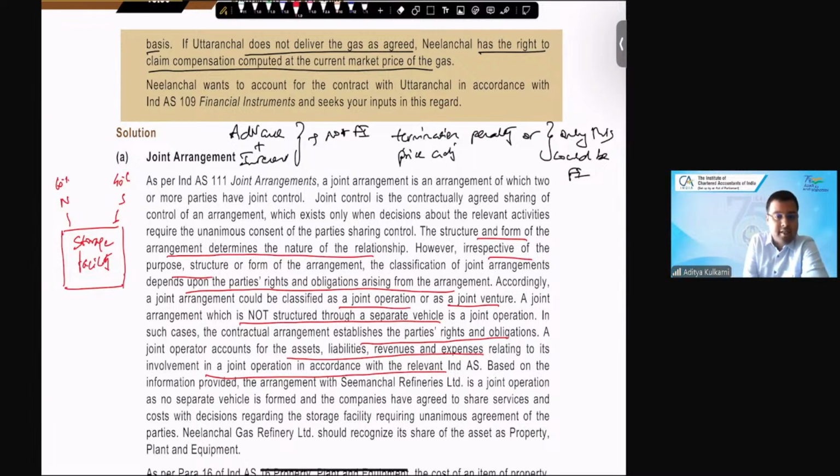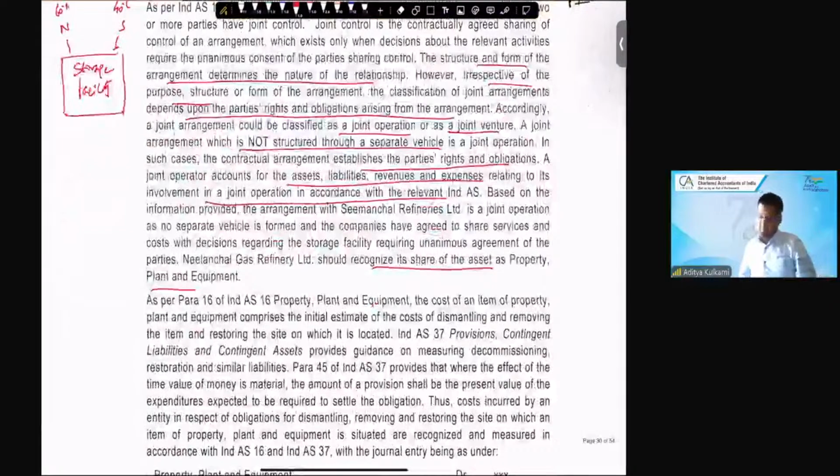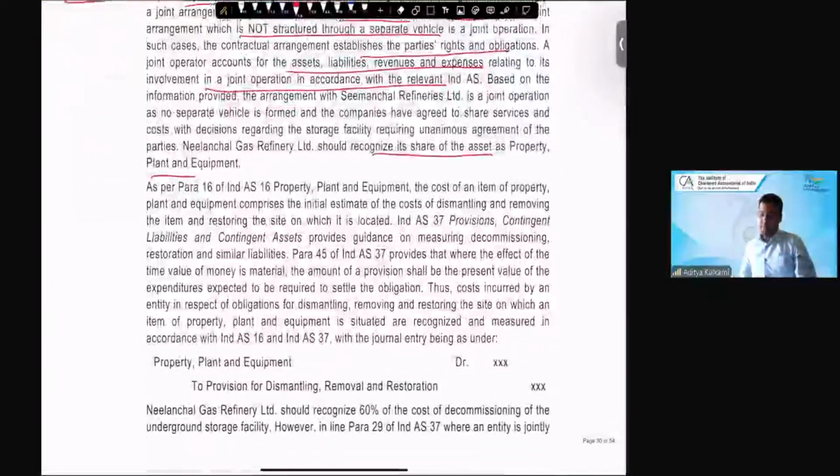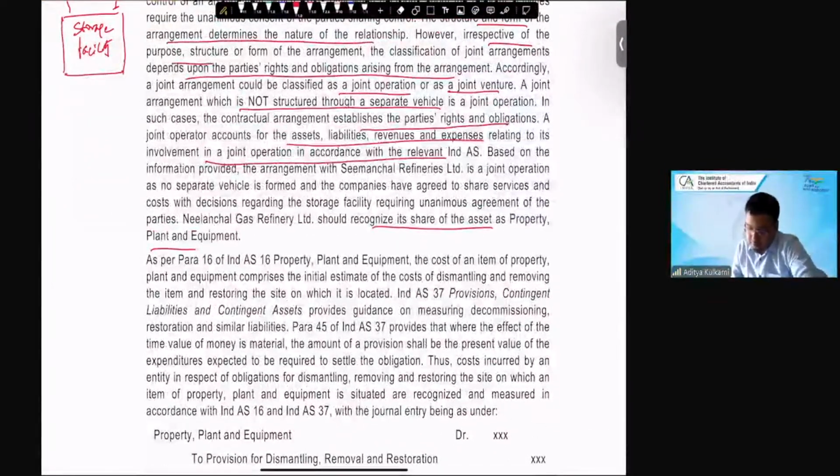A joint arrangement can be either a joint venture or a joint operation. This is a joint operation because there is no separate vehicle that is formed, but decisions are taken unanimously, and therefore whatever is the proportionate share of property, plant, and equipment, Neelanchal Gas Refinery should recognize its share of the asset as property, plant, and equipment. Is it okay till now? Yes, sir. Yes, all right.